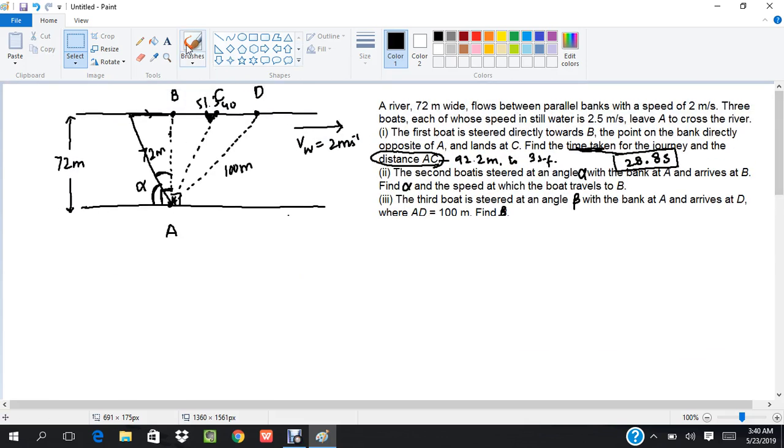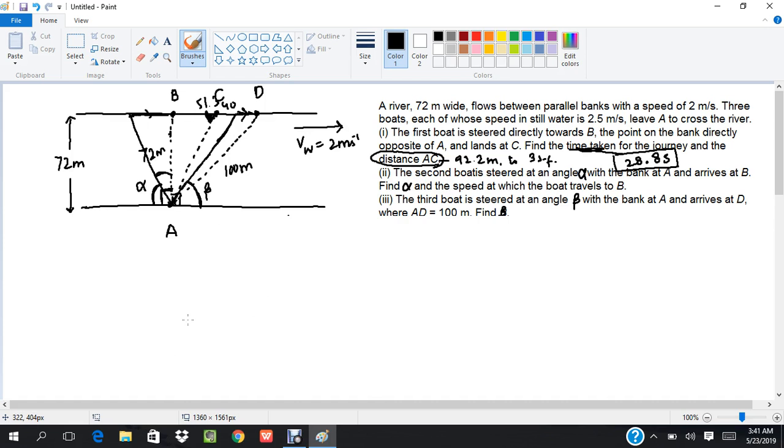Okay, so in the last part, what's happening is that there's a third boat which is steered at an angle of beta with the bank at A and arrives at D. So in order for the boat to end up at D, it should set course somewhere like this so that it can be pushed by the water and end up at D. And we have been told that this angle is beta.